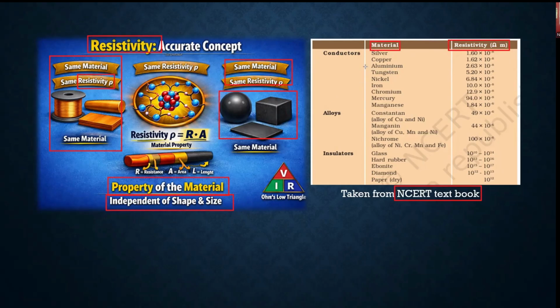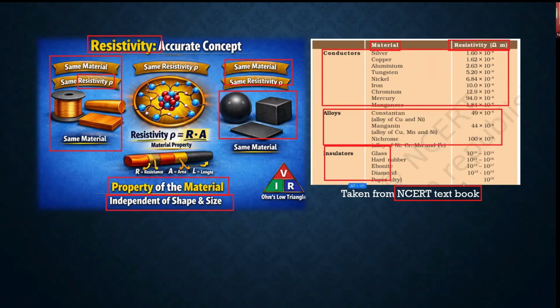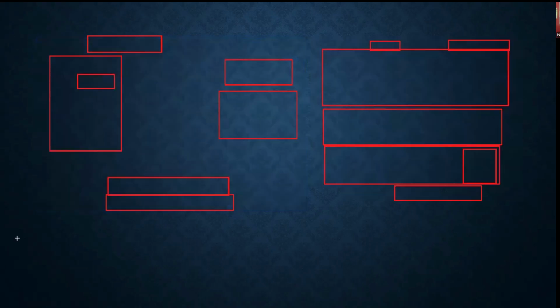For conductors it is given, then for alloys, and then for insulators. You can see the values here, and you'll understand that conductors and alloys have low resistance, and hence they allow the flow of current. But insulators have very high resistance, so they will not allow the flow of current. Let's go ahead.